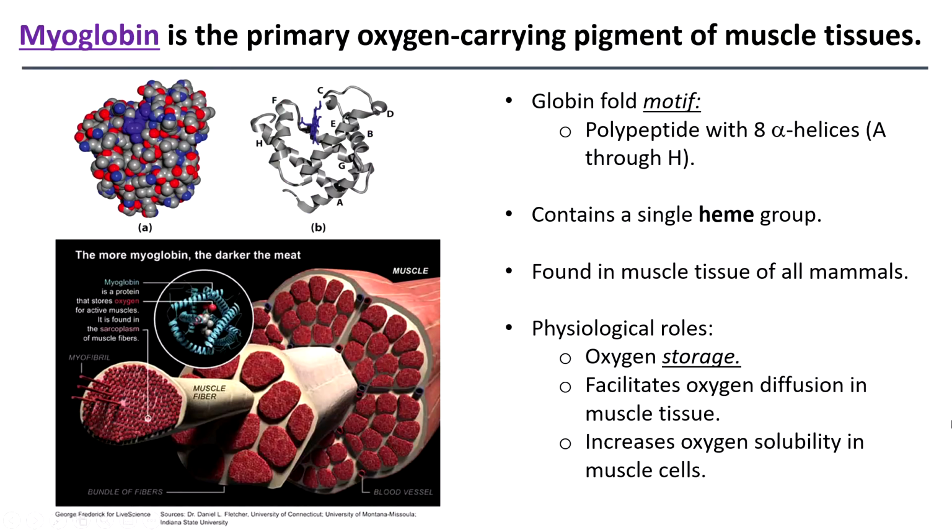So let's take a little bit of a closer look at the structure of myoglobin. Myoglobin is a globin protein, so it's a globular protein. So it's roughly spherical in shape, and has the globin fold motif, which means it's a polypeptide with several alpha helices clustering together in a tertiary structure. Specifically, there are 8 alpha helices. They're labeled here, A through H on this diagram, that cluster together.